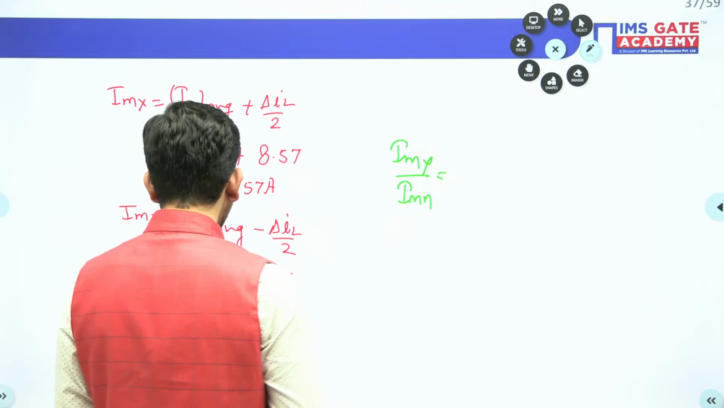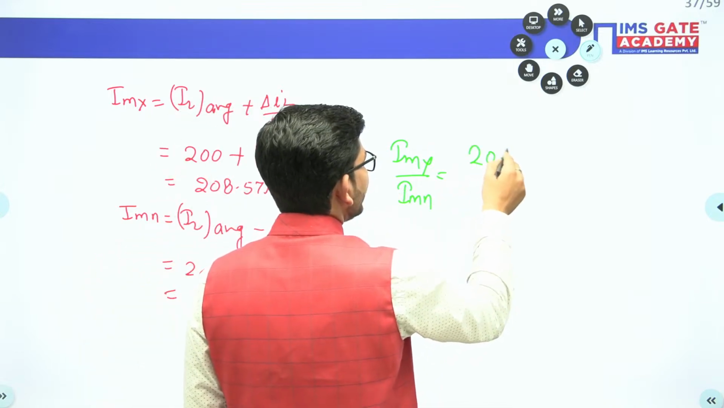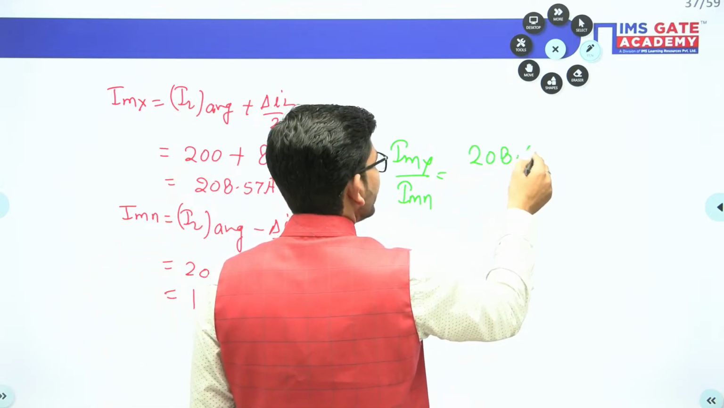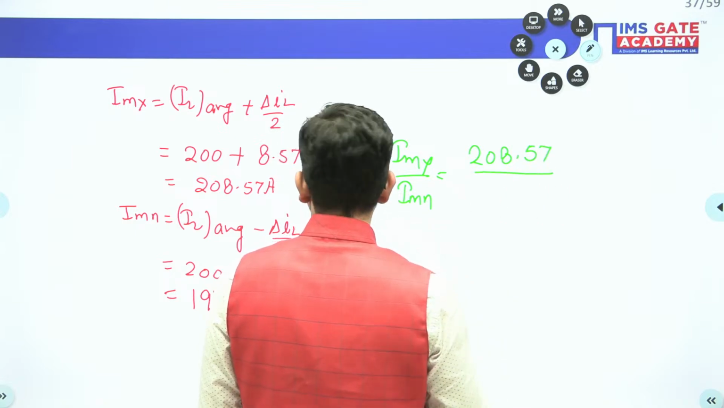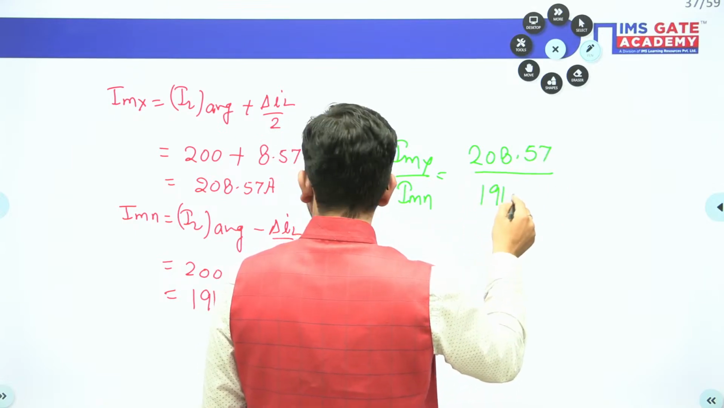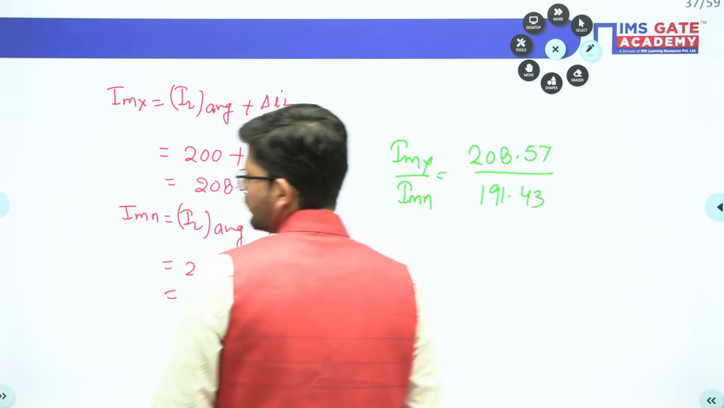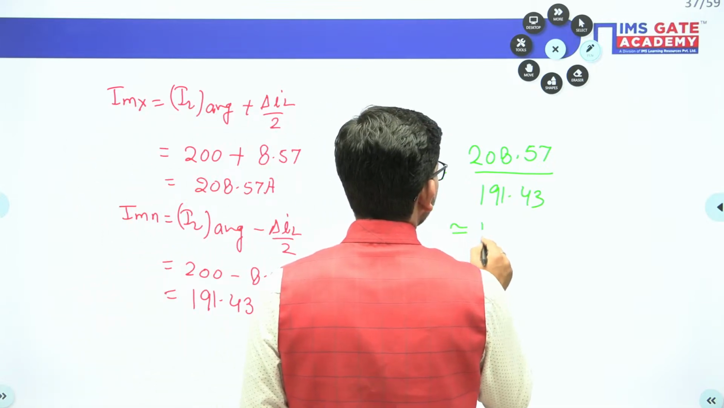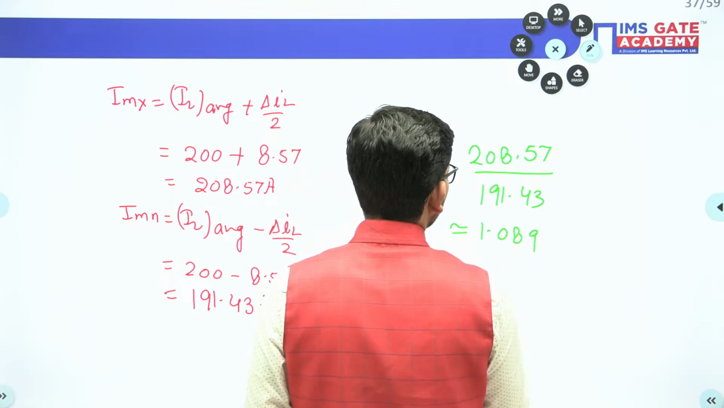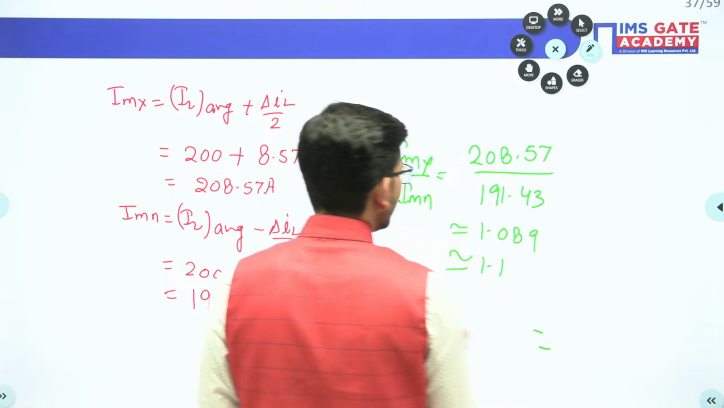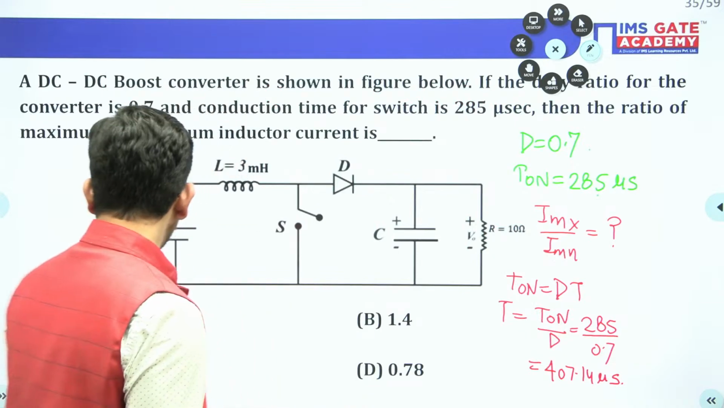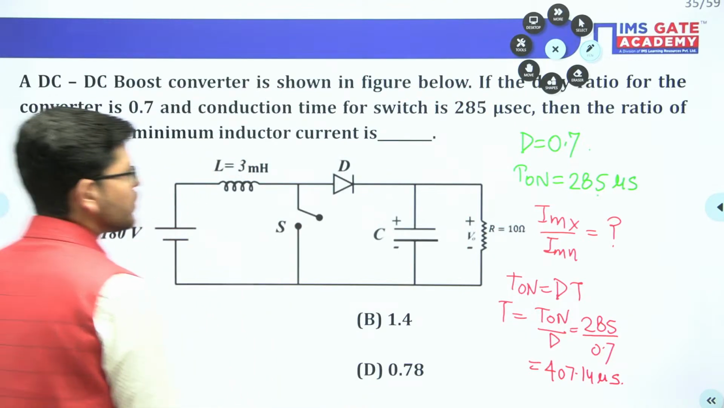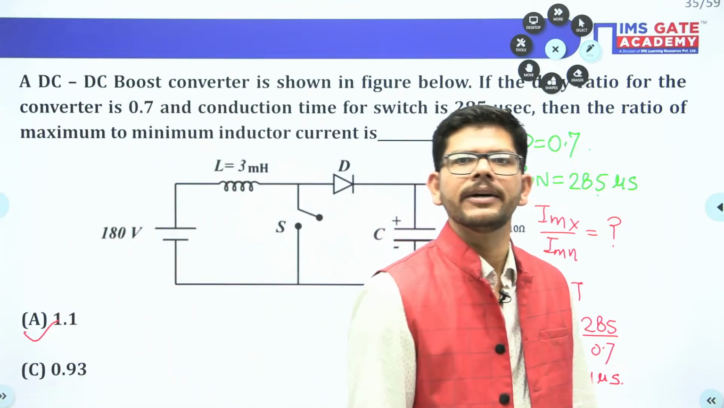What we have to calculate is the ratio of Imax to Imin. So Imax is 208.57 and Imin is 191.43. So what will be the ratio, guys? This ratio will be approximately 1.089, or we can say 1.1. So do we have the answer? Yes, of course we have. Option A is the correct option here.